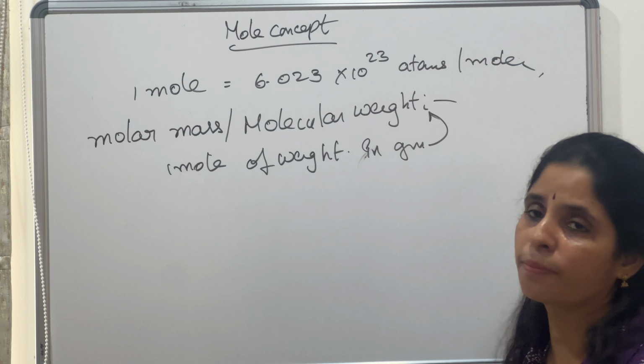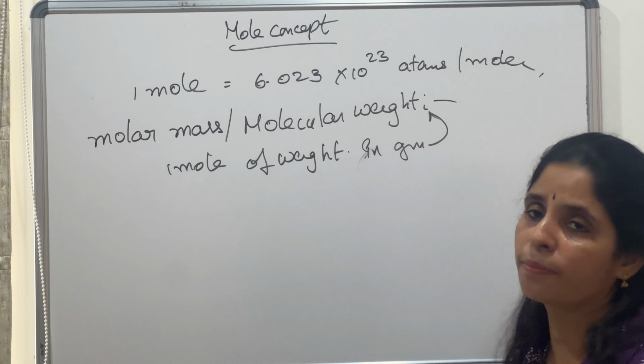For example, 1 mole of CO2 contains how many grams? Here carbon, approximately, atomic mass units I am writing, is 12, and oxygen 16. So 2 into 16 is 32, altogether 44 grams. So the weight of 1 mole of CO2 in grams is nothing but the molar mass or the molecular weight.